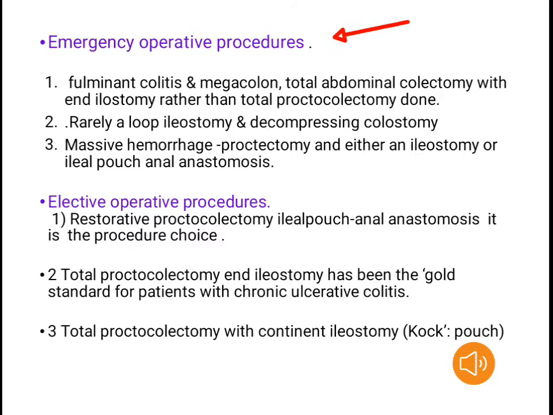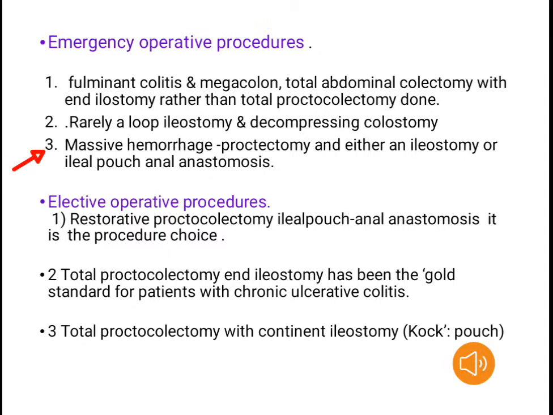Emergency operative procedures. In a patient with fulminant colitis and megacolon, total abdominal colectomy with end ileostomy rather than total proctocolectomy is done. Although the rectum is invariably diseased, most patients improve dramatically after an abdominal colectomy, and this operation avoids a difficult and time-consuming pelvic dissection in a critically ill patient. Rarely a loop ileostomy and decompressing colostomy may be done if the patient is too unstable to withstand colectomy.